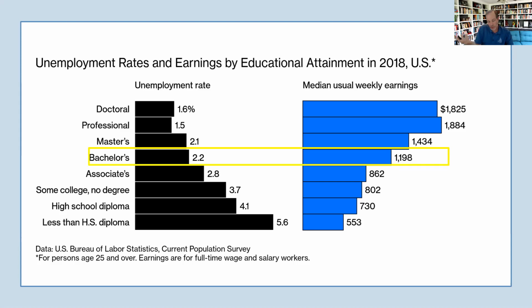So we'll look at the bachelor's degree. This is what most of you are aiming for. For a bachelor's degree, this is 2018, pretty low unemployment at 2.2%, right? So doing much better than someone with a high school diploma, almost twice as good. And then in terms of income, they're right at the median.